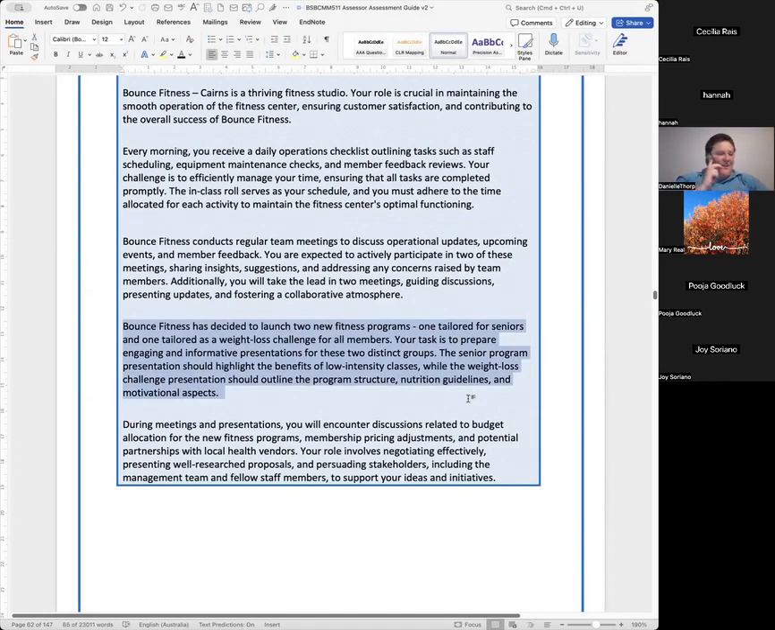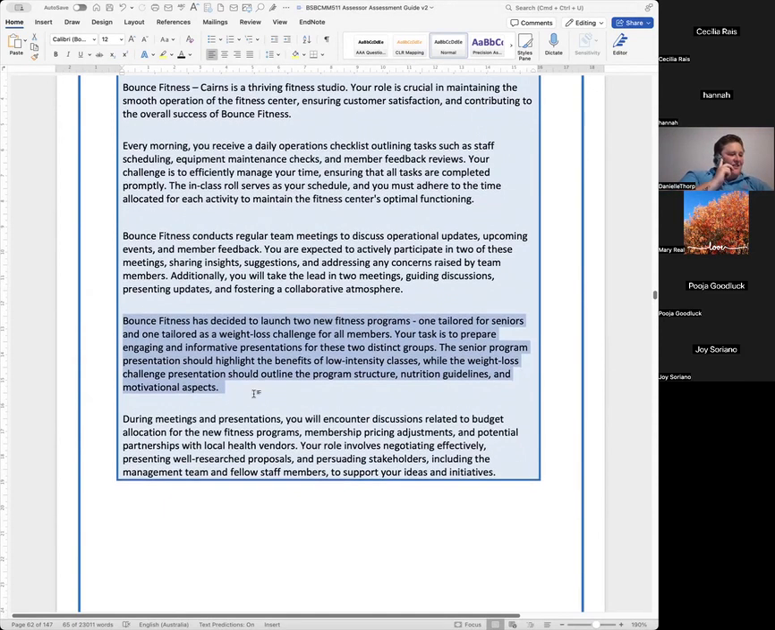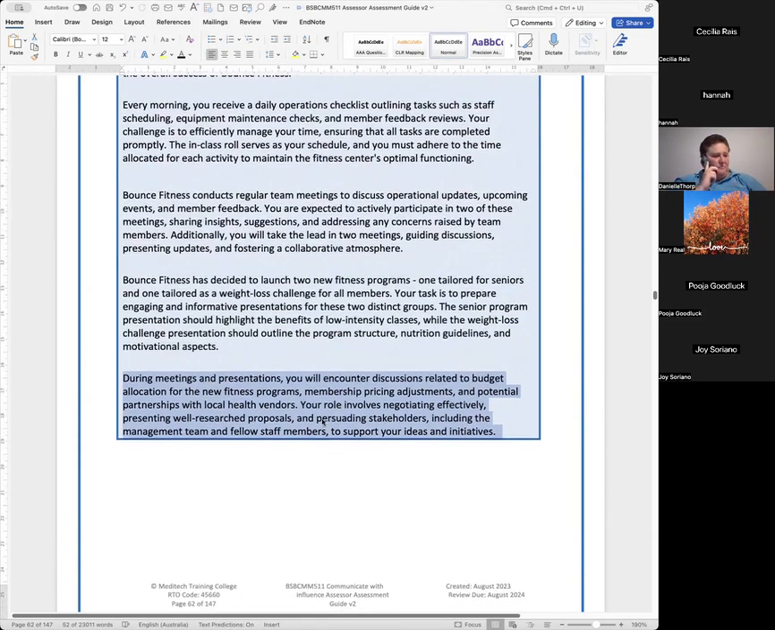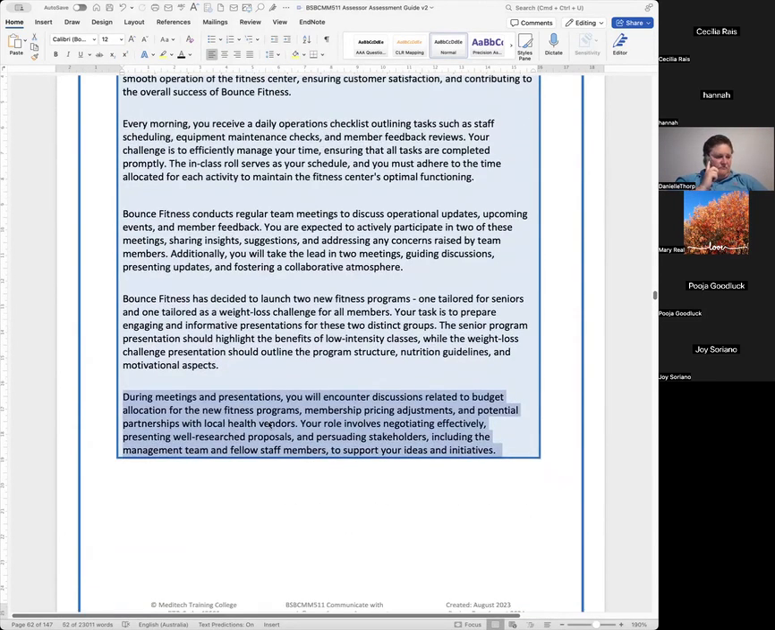So Bounce Fitness has decided to launch 2 new fitness programs, one tailored for seniors and one tailored for a weight loss challenge for members. Your task is to prepare engaging and informative presentations for these 2 distinct groups. The senior presentation should highlight... During the meetings and presentations, you're going to encounter discussions related to budget allocation. Your role involves negotiating effectively, presenting well-researched proposals and persuading stakeholders, including the management team, to support your ideas and your initiatives.